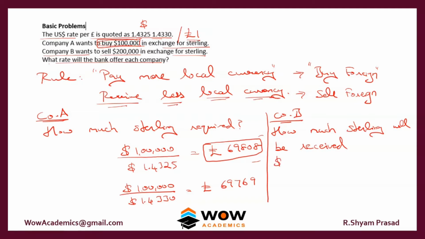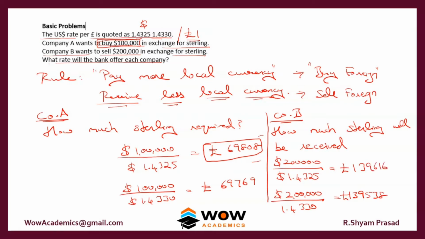We'll work out 2 lakhs divided by 1.4325 and 1.4330. We'll work out both. The answers come to 139,538 pounds and 139,616. As you are going to sell the dollars and receive the sterling, you have to receive less. That is the rule. So where do you receive less? You are going to receive less in this conversion.